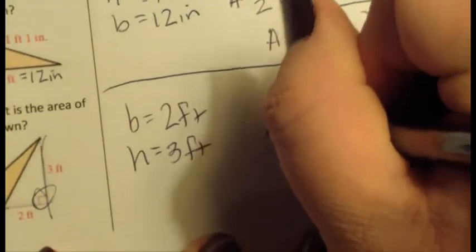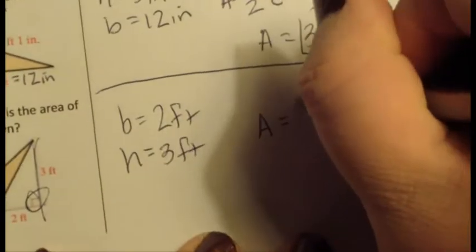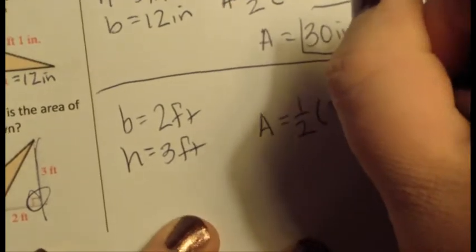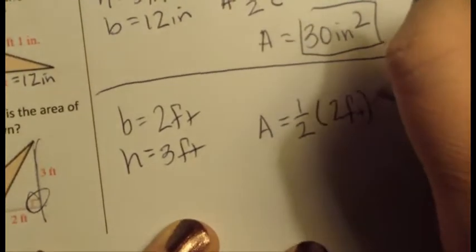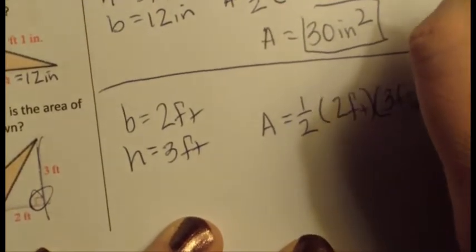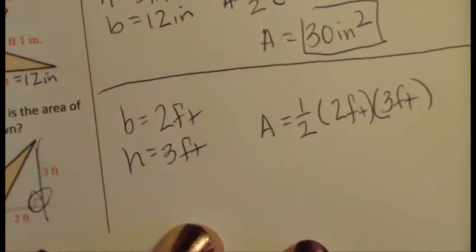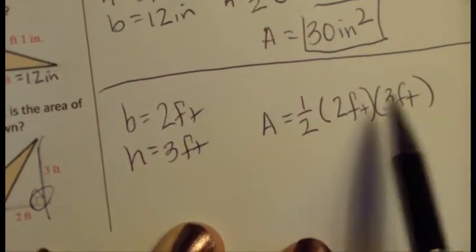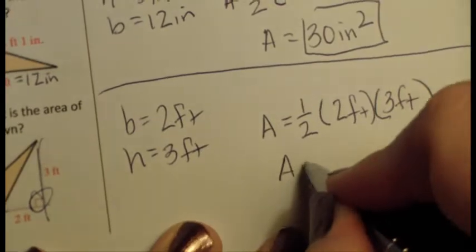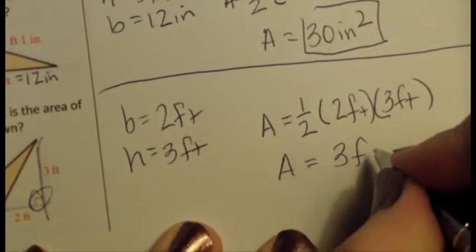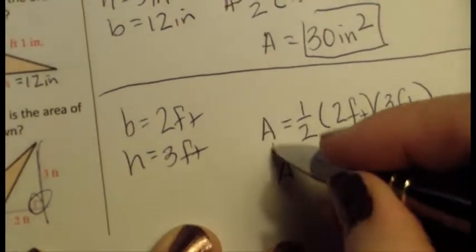So we're just going to plug that into our formula. Area is 1/2 base times height. Let's see, half of 2 is 1, 1 times 3 is 3, so our area, 3 feet squared.